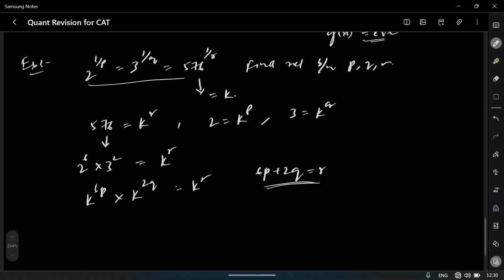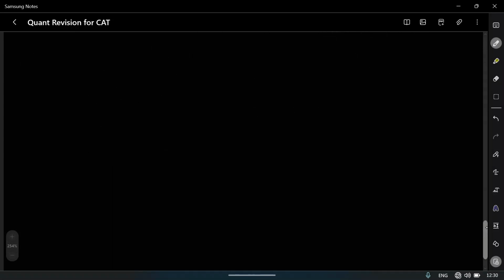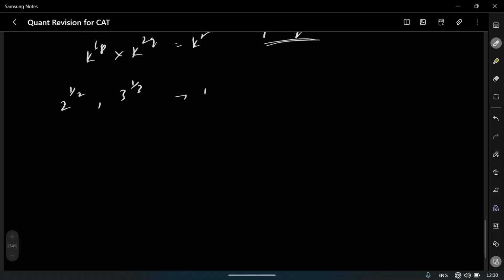And there is another type of question which is asked. It is about comparing two things. Let us take this example. They asked to compare 2 power 1 by 2 and 3 power 1 by 3. They asked which is greater.